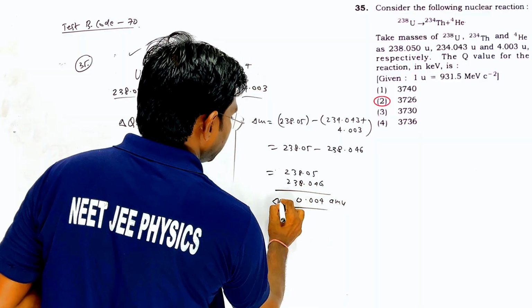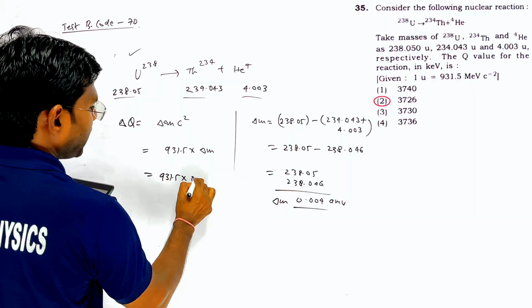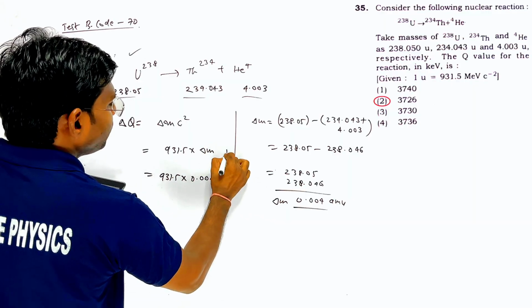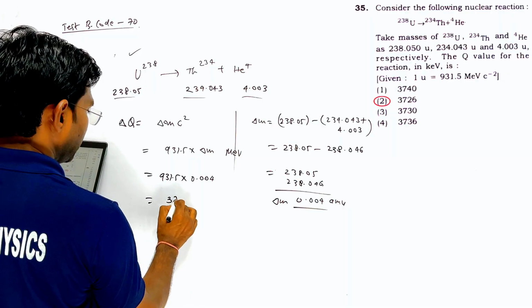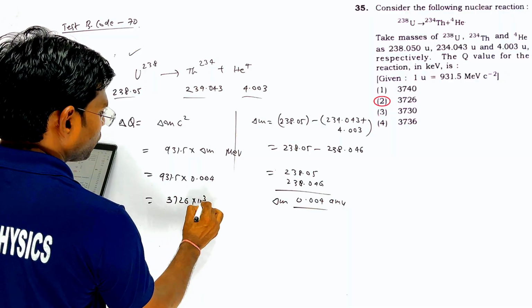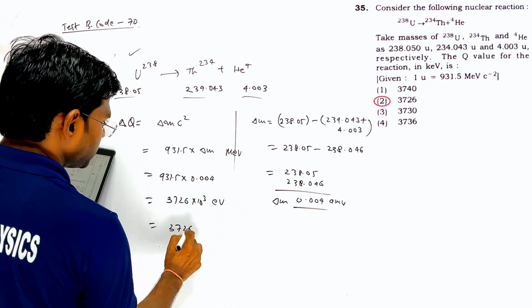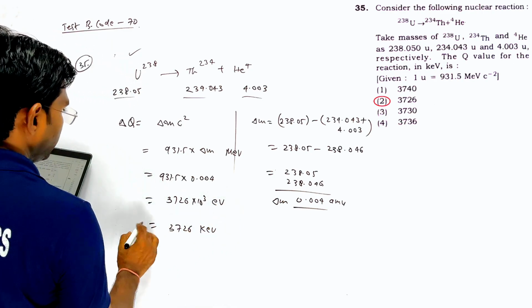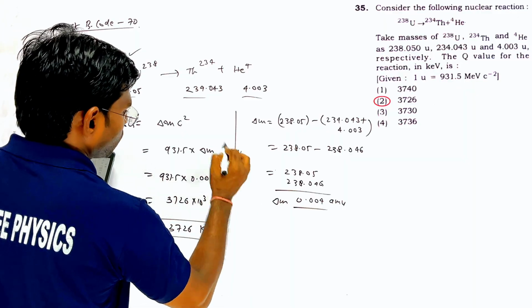This is the delta M, and therefore the Q value can be found by multiplying by delta M, and the answer will be in mega electron volt. So when you calculate, you will get 326 into 10 to the power 3 electron volt. Therefore 3726 kilo electron volt will be the answer. Is it clear or not? This is in mega electron volt.